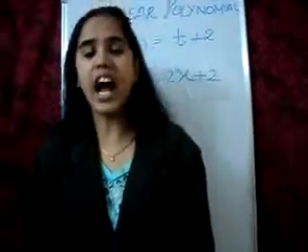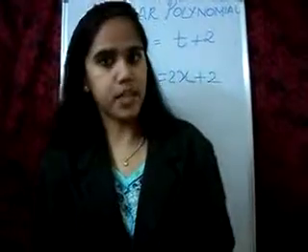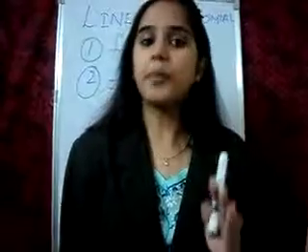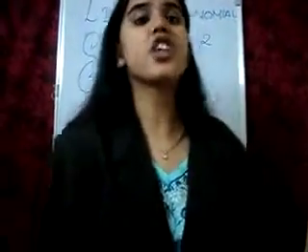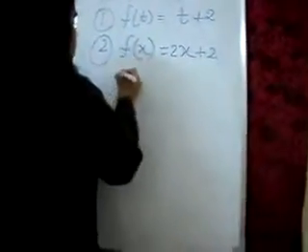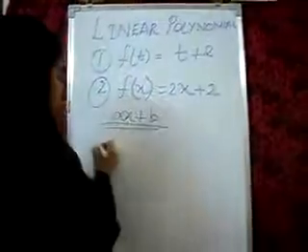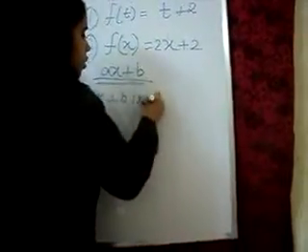So we can say that a linear polynomial can have at most 2 terms. That means the maximum number of terms possible in a linear polynomial is 2. We can say that the general form of a linear polynomial is ax plus b.